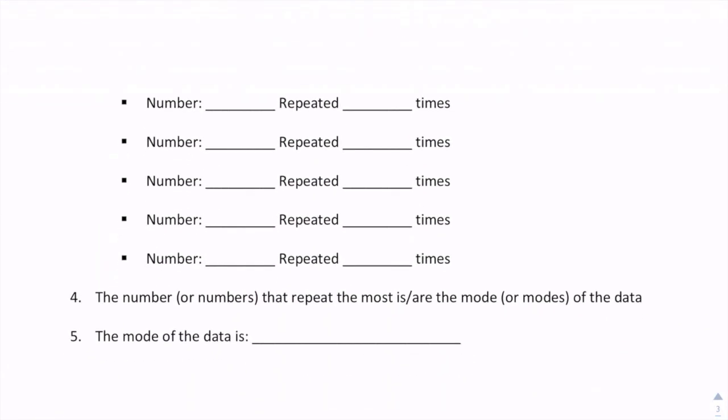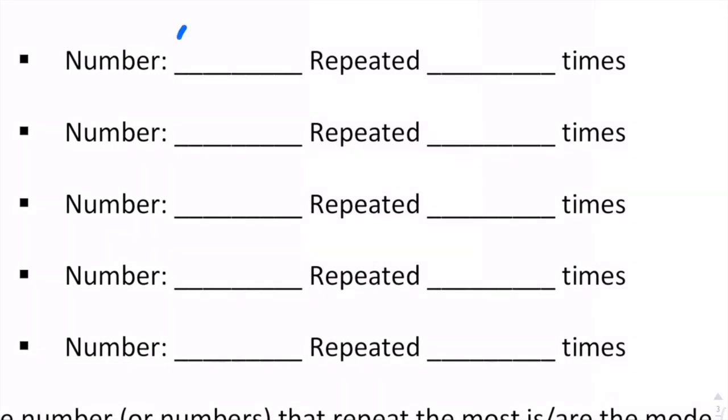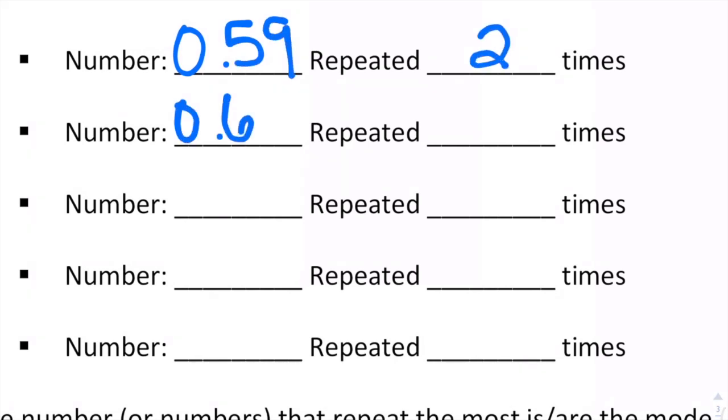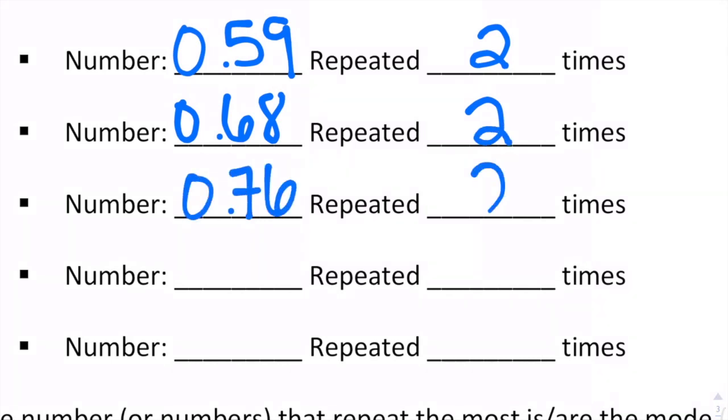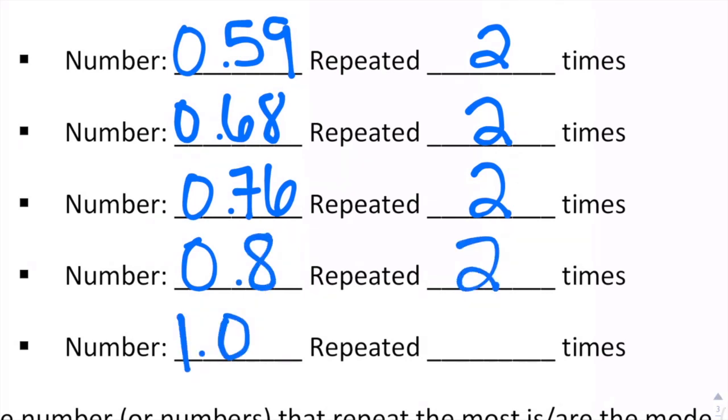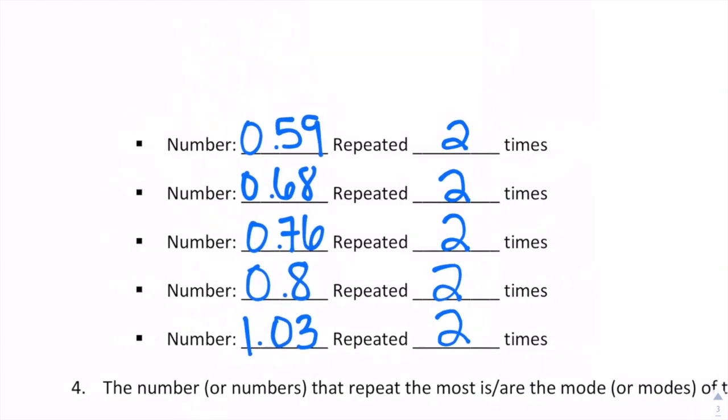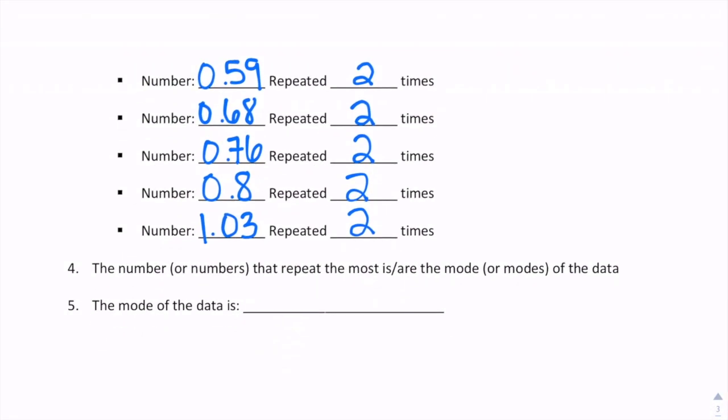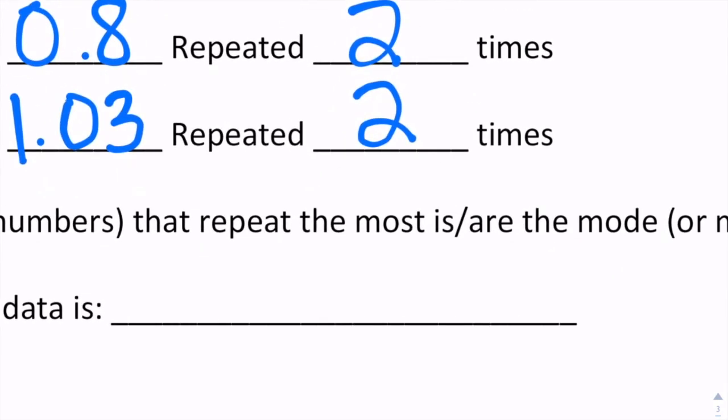And so we find that 0.59 repeats 2 times, 0.68 repeats 2 times, 0.76 repeats 2 times, 0.8 repeats 2 times, and 1.03 repeats 2 times. So the number or numbers that repeat the most is or are the mode or modes of the data. So you can have more than one mode. So all of these repeat 2 times, so they're actually all the mode of our data. And so we're going to write that the mode is all of these numbers that we found above.